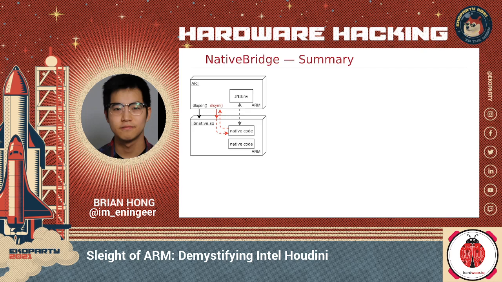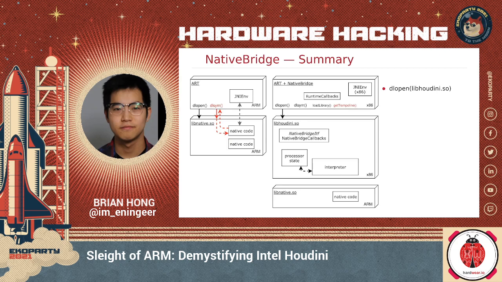Now this gets a lot more complicated with native bridge enabled and with libhoudini on x86. So this is what it starts off with. Remember, native bridge is initialized on boot. So on boot, before anything happens, if it sees that native bridge is enabled, it opens the implementation library, in our case libhoudini.so. Note that the top two boxes are x86, and the bottom one is our native ARM code that we want to run on our x86 machine.